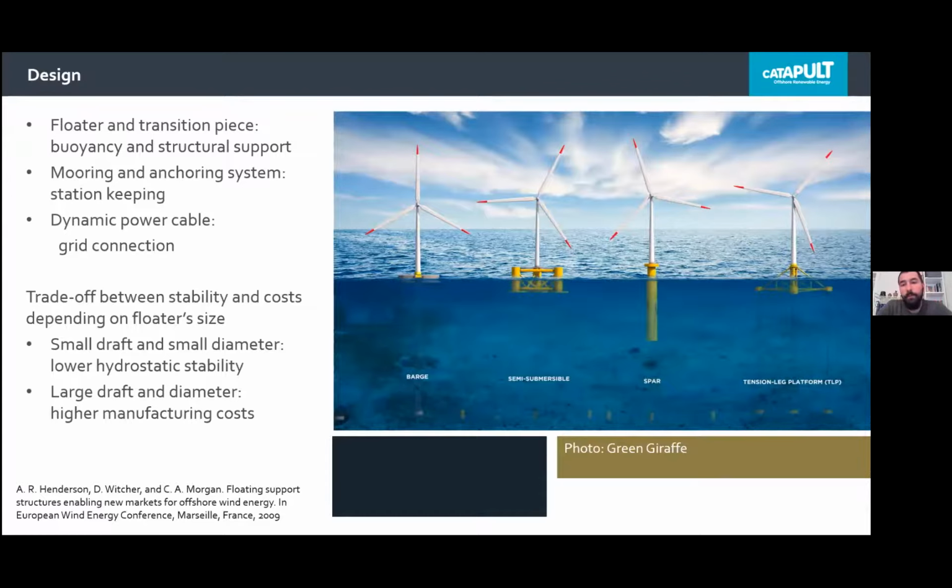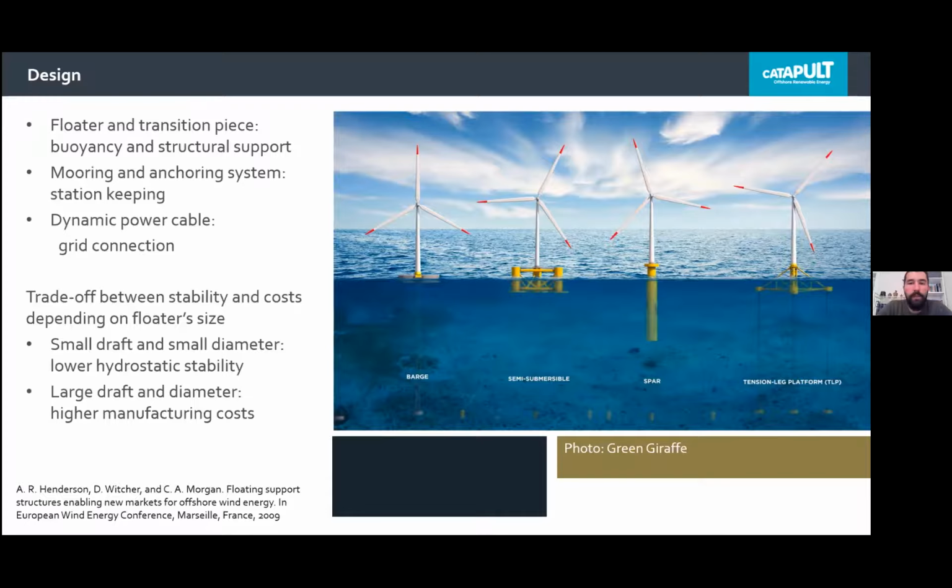So floating offshore wind turbines are composed of a floater and a transition piece, which serve as the substructure for the wind turbine, which is installed on top of it. The mooring and anchoring systems for station keeping, as Ali just discussed with us, and the dynamic power cable for grid connection. Now, in 2009, Henderson et al.